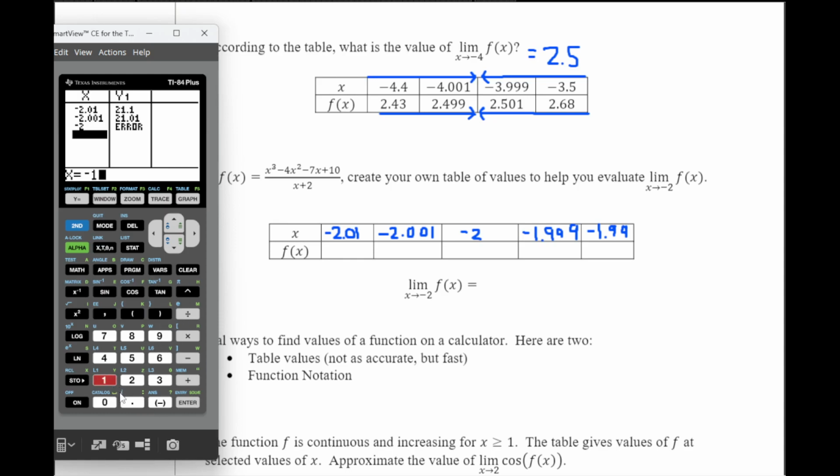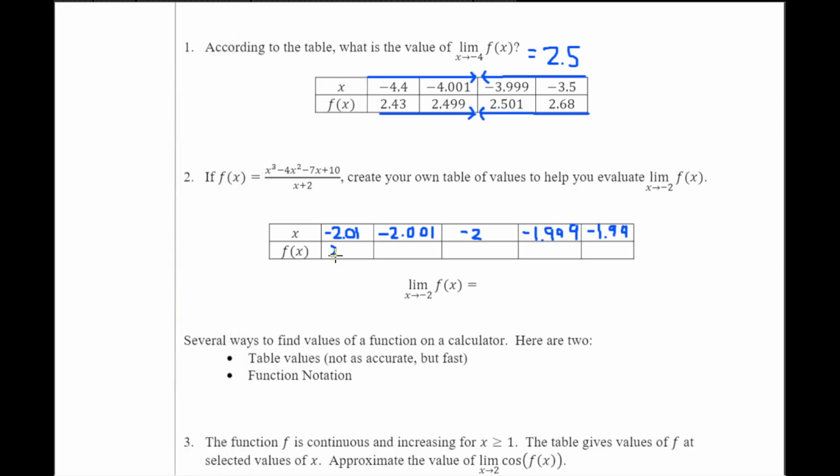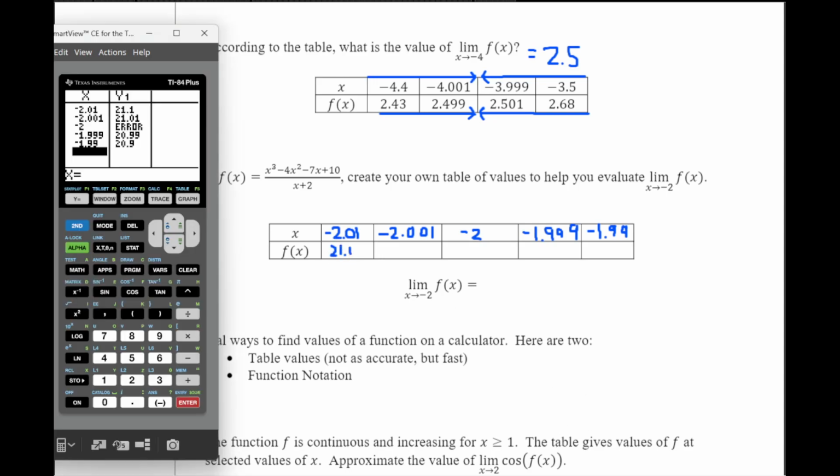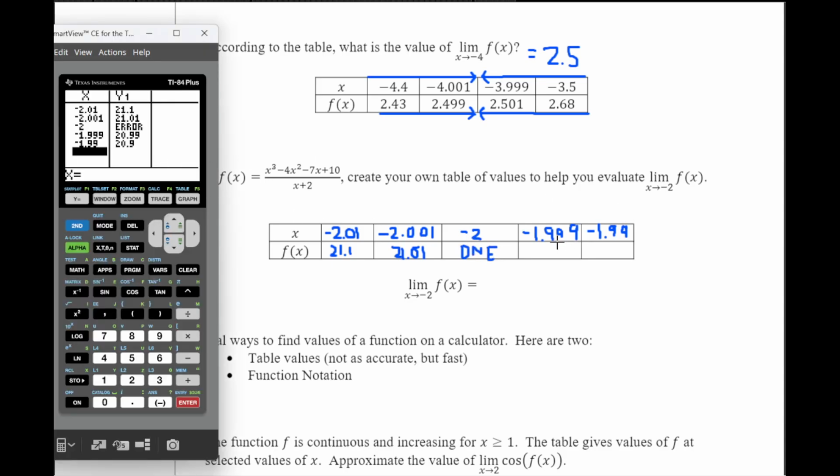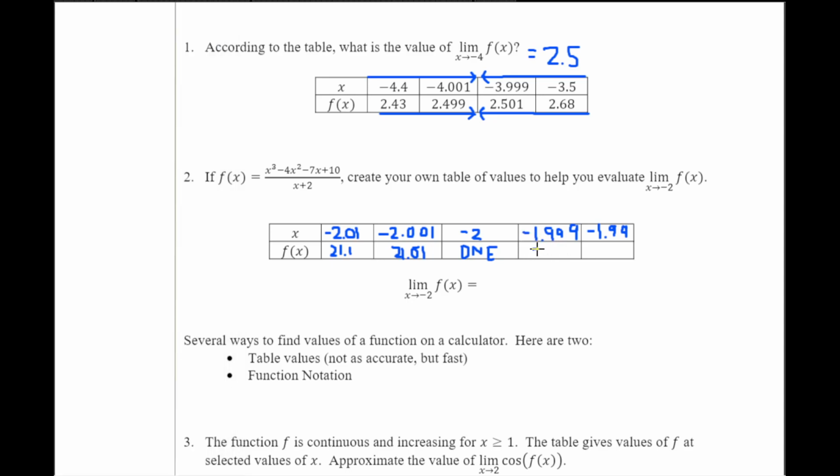Negative 1.999, negative 1.99. If you want to just put these values in, you see it automatically generates the output here. So see it's 21.1, 21.01. Make sure you get the same values on your calculator. This is DNE because it's error. 20.99 and then 20.9.